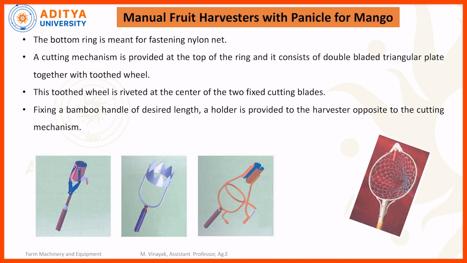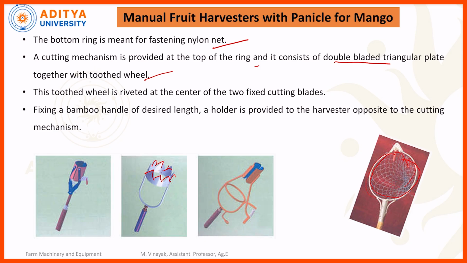Manual fruit harvester with panicle for mango. The bottom is meant for fastening the nylon net. So here they are fastening the nylon net to this frame. A cutting mechanism is provided at the top of the ring. It consists of a double bladed triangle plate together with a toothed wheel. Here there is no double bladed triangle plate shown, so here we can provide the double bladed triangle tools to harvest the crop.